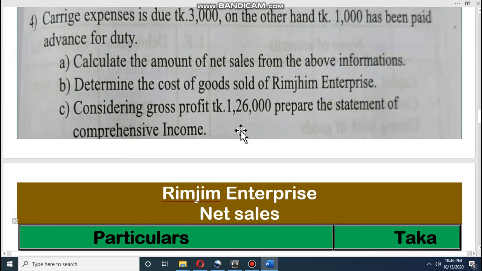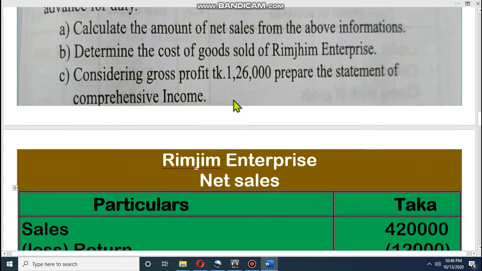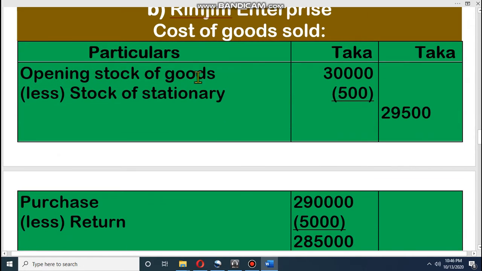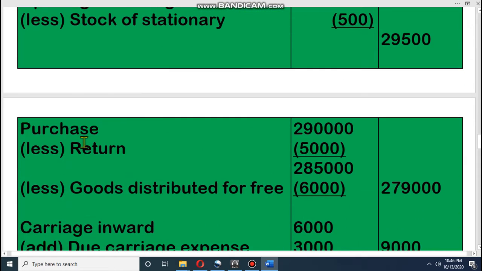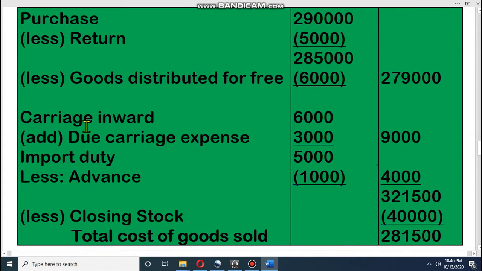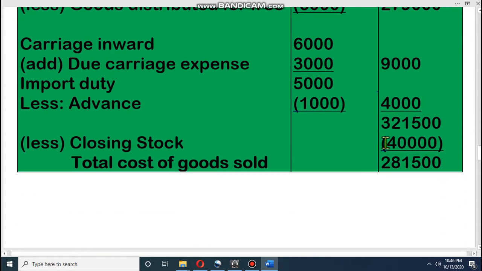Now requirement B, determine cost of goods sold. Determine the amount of cost of goods sold. This is also another easy requirement, dear student. If you can remember, the formula of cost of goods sold is, at first you have to write opening stock, then purchase, then other expenses, then minus closing stock. That means we have 4 steps for cost of goods sold.